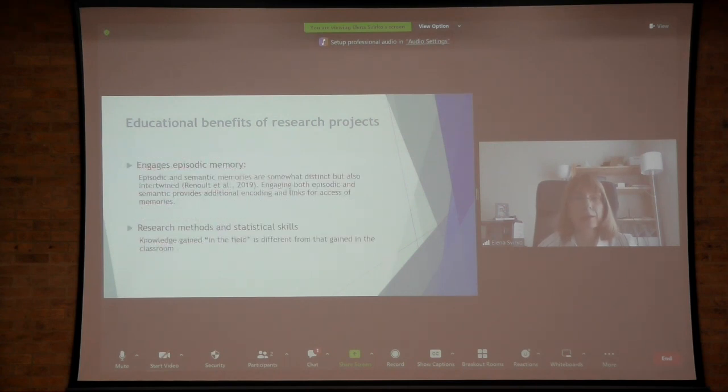I've mentioned memory being divided into episodic and semantic. Those parts of memory are distinct, but they are also intricately intertwined. And engaging both episodic and semantic memory provides an additional way of encoding information and a link for access of information.